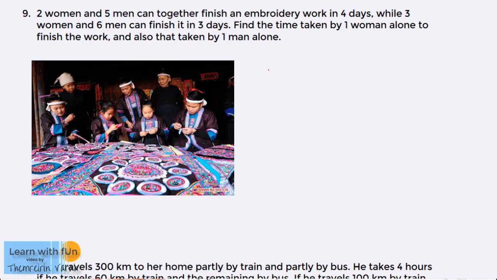2 women and 5 men can together finish an embroidery work in 4 days, while 3 women and 6 men can finish it in 3 days. Find the time taken by 1 woman alone to finish the work, and also that taken by 1 man alone.